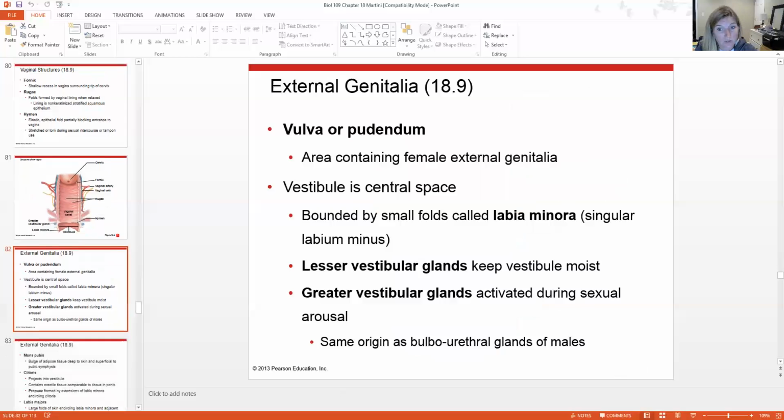The vestibule is the central space. It's bounded by the labia minora, and the lesser vestibular glands keep the vestibule moist. The greater vestibular glands are activated during sexual arousal and have the same origin as the bulbourethral glands in males.